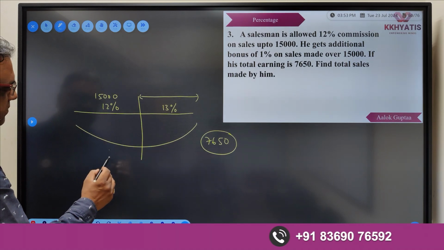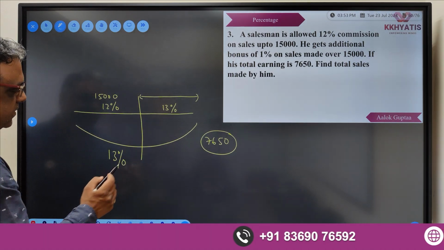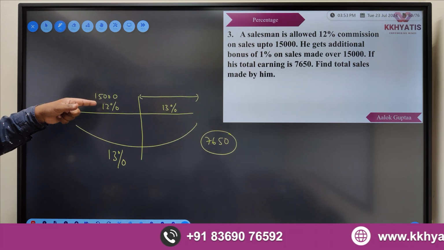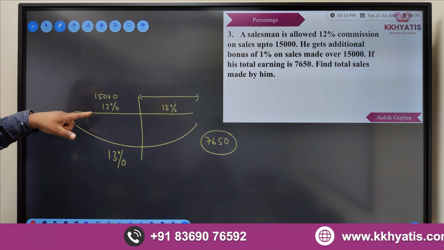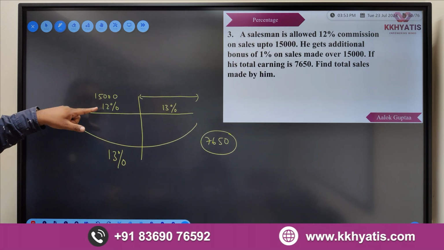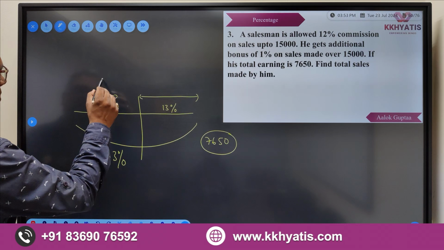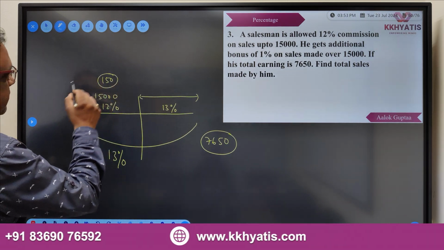13% on the entire stuff. Right? So which means he gets 1% more commission here. Gets or not? Because 12 था 13 ले रहा है वो. So he gets 1% more. So 1% of 15,000 is 150. So he's taking 150 commission more.